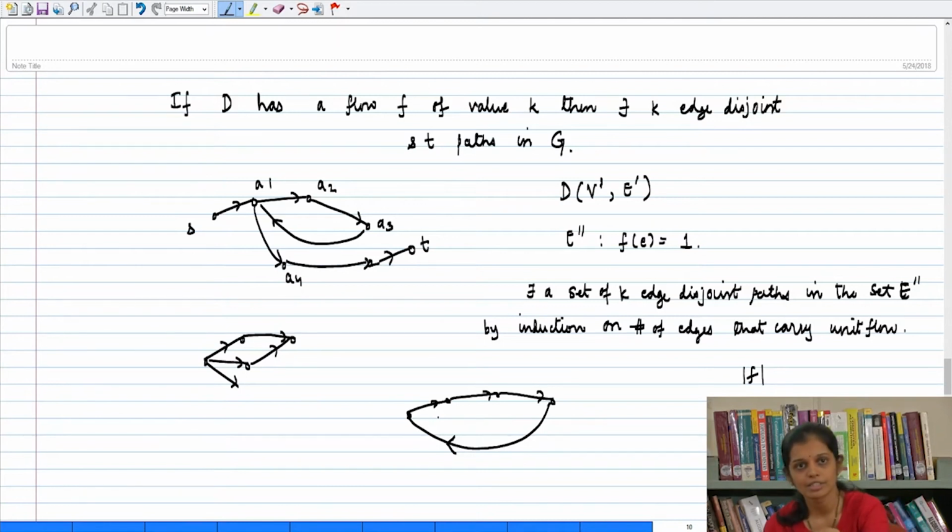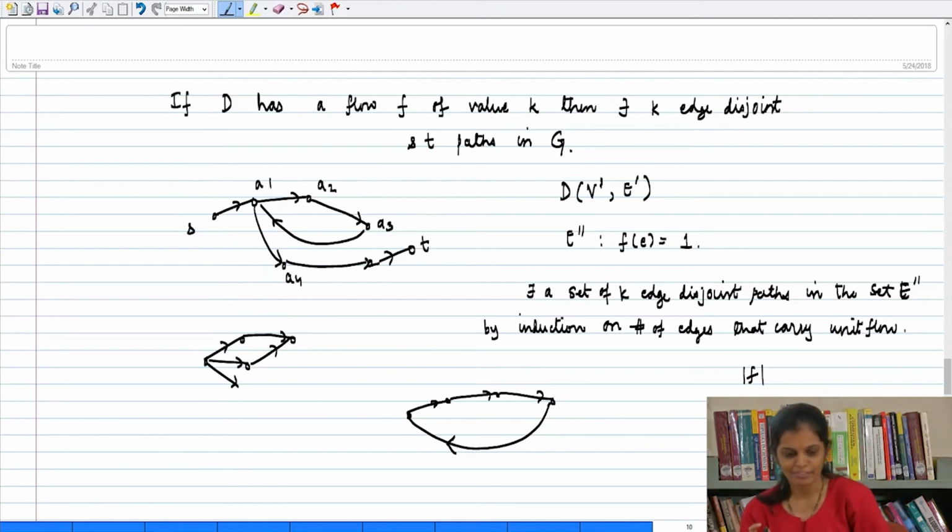But what you have reduced is the number of edges that carry unit flow for sure, because you have found a non-trivial cycle, and now you apply the induction hypothesis again, right? And once you do this, you go to a different flow f prime, but the value of the flow remains the same, and now by induction hypothesis you still have cardinality of f prime, which is equal to cardinality of f, many edge disjoint paths from S to T.